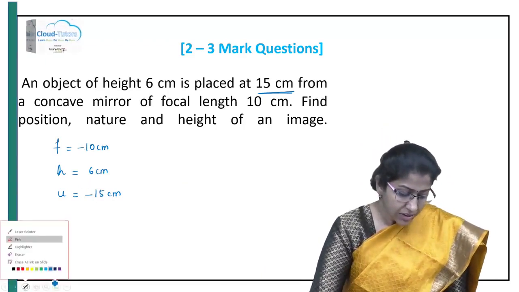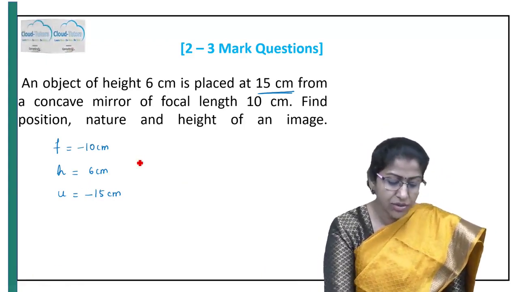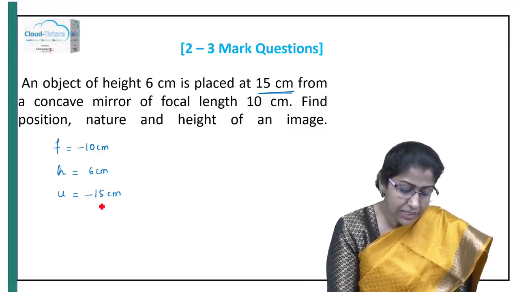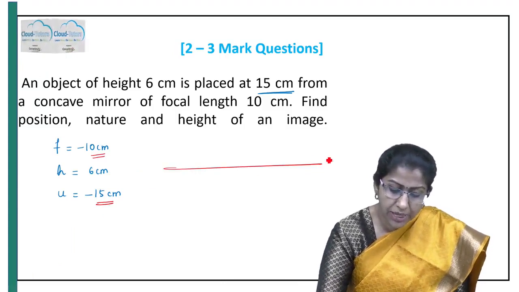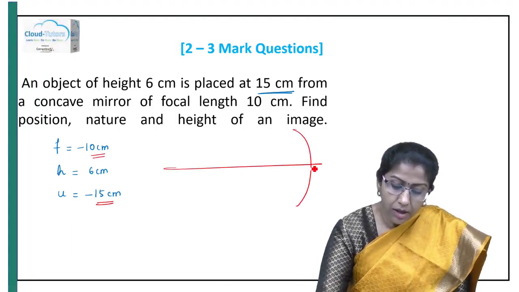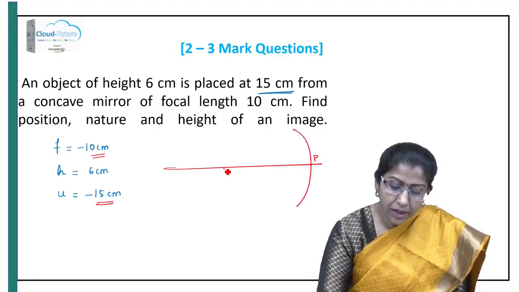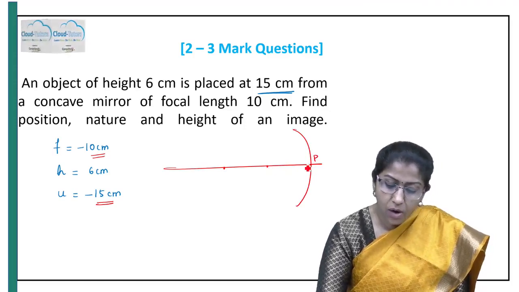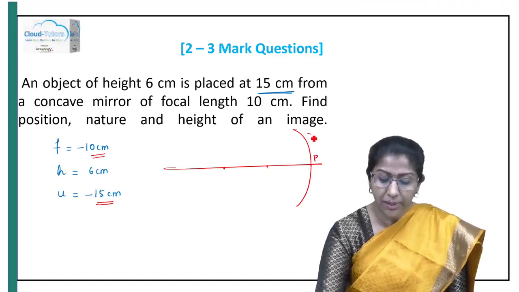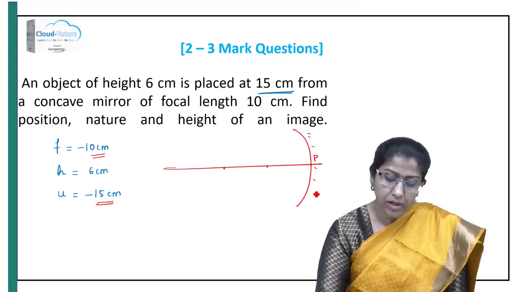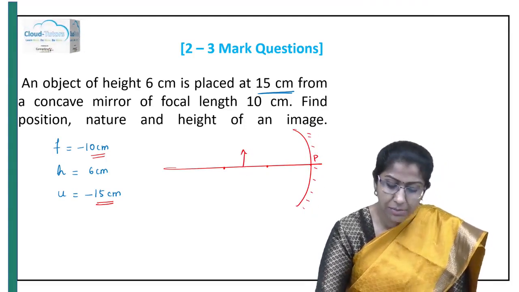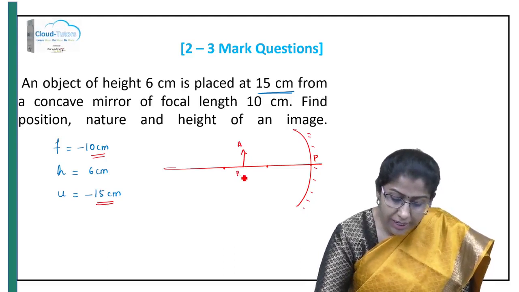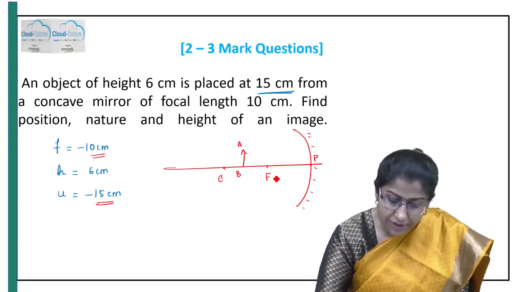Now let's try and draw the ray diagram. As you can see here, the distance of the object is greater than the focal length. Hence, it should be between C and F of the given mirror. So let's place an object here which is of 6 centimeters height. Let's give it A and B. This is C, this is F.